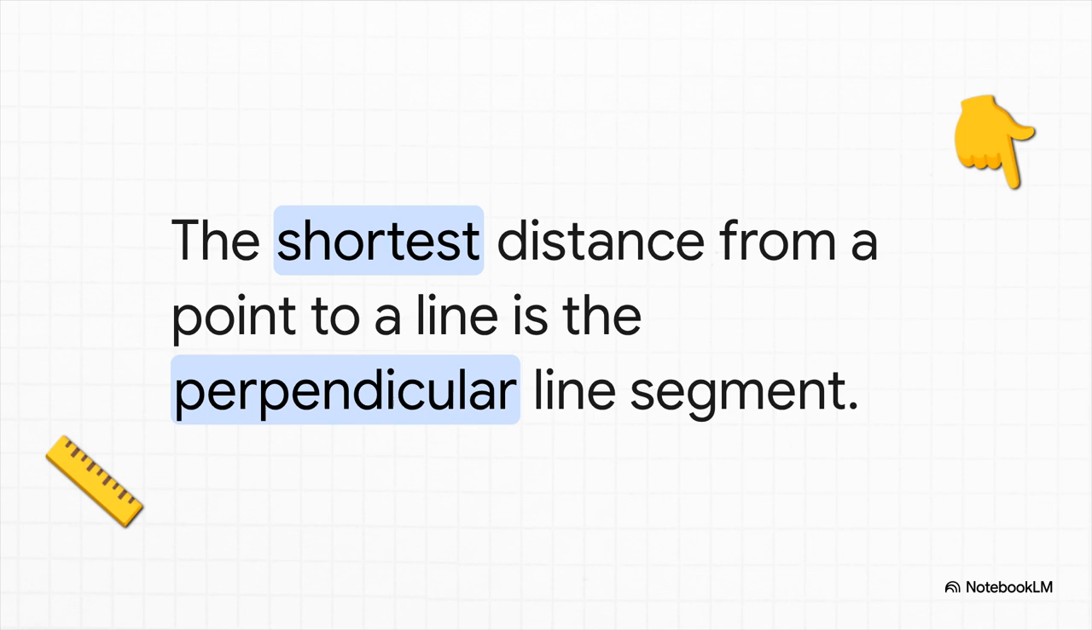Why? Well, think about it. Any other path you could draw from that point to the line would form a right triangle, and that path would be the hypotenuse. And since the hypotenuse is always opposite the 90-degree angle, the biggest angle in a right triangle, it has to be the longest side. So that straight, perpendicular path has to be the shortest.